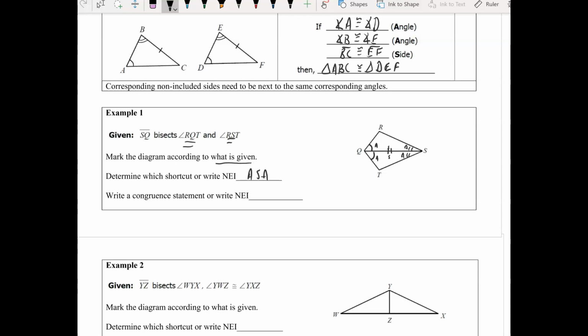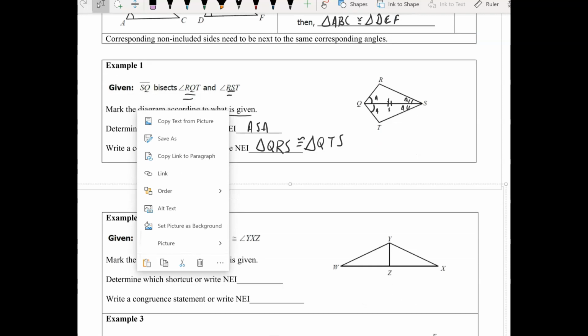And write a congruent statement. I like to go in alphabetical order, so I'm looking here, and it looks like Q is the smallest letter. So triangle QRS is congruent to, and the Q on the top triangle corresponds with the Q on the bottom triangle, so we're going to keep the Q. R goes with T, and S on the top triangle corresponds with S on the bottom triangle. So there we have it. All right, let's look at another example.